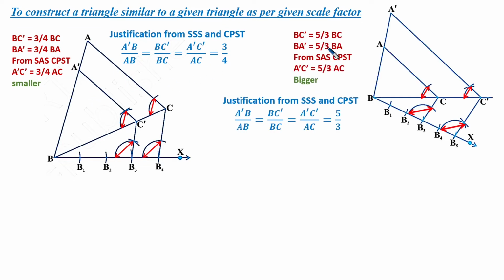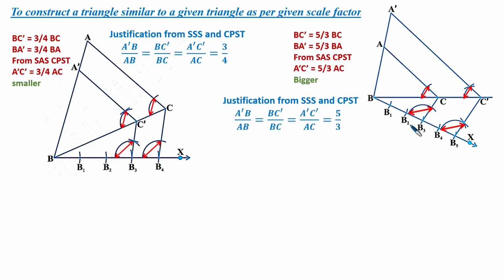So similarly here also, this is slightly a bigger one. To draw a bigger one, suppose you have been given A, B, C, and they tell you to draw a triangle which is in this ratio bigger, 5/3 times the original one, all of them. So this B, C prime is 5/3 times. This is a bigger one. So this prime will be outside this triangle. Here it was inside, here it will be outside.